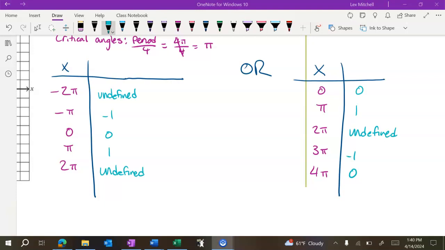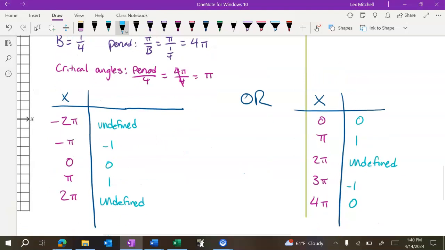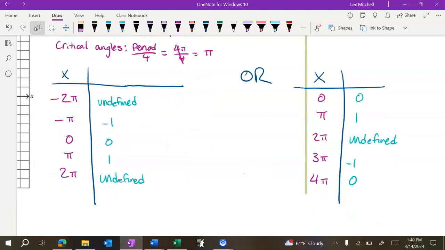So from there, we're going to multiply by our amplitude. And if you are undefined, right, if we have a vertical asymptote, no matter what our amplitude or vertical shift is, it is still an asymptote. That does not change. Undefined times 5 is still going to be undefined, right? That's not going to change.